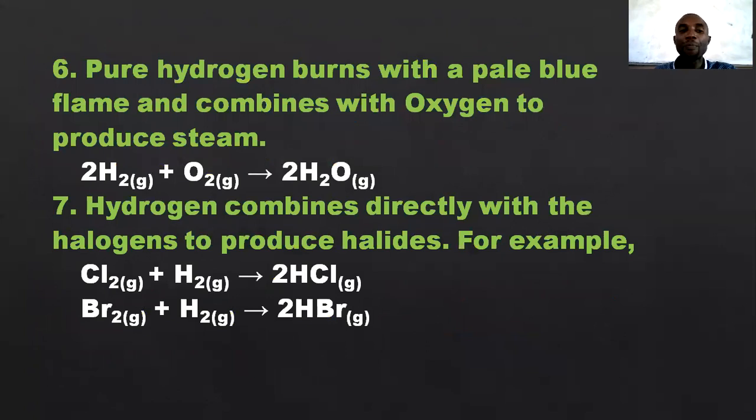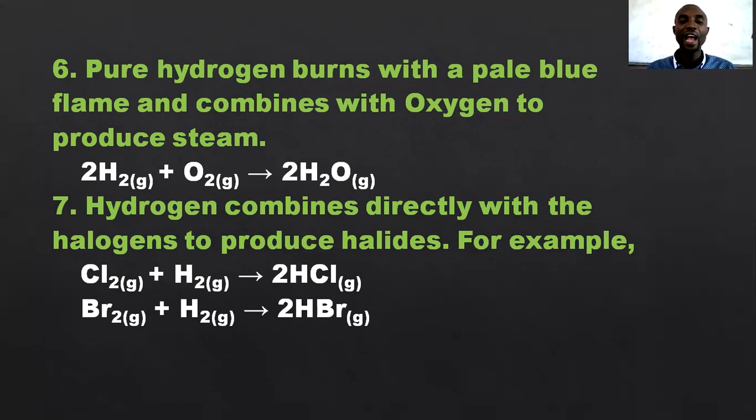Number 6 is that pure hydrogen burns with a pale blue flame and combines with oxygen to produce steam. Of course, 2 molecules of hydrogen and 1 molecule of oxygen is what gives us water. So when water is formed, it means combination of hydrogen and oxygen. It combines with oxygen to form water. That's one of the things we need to know.